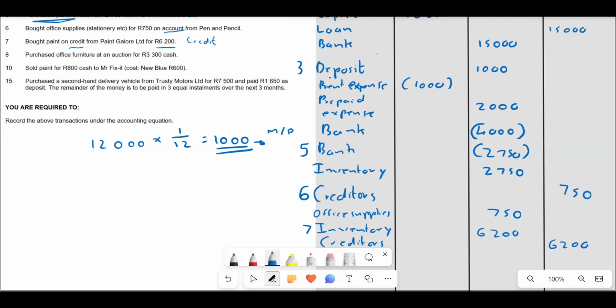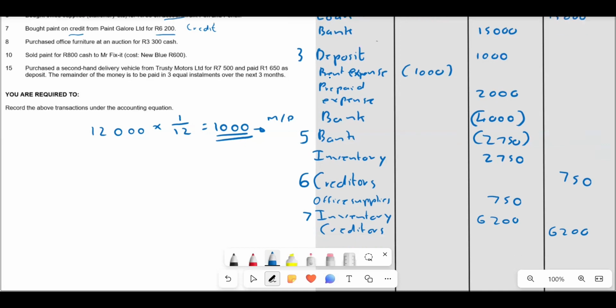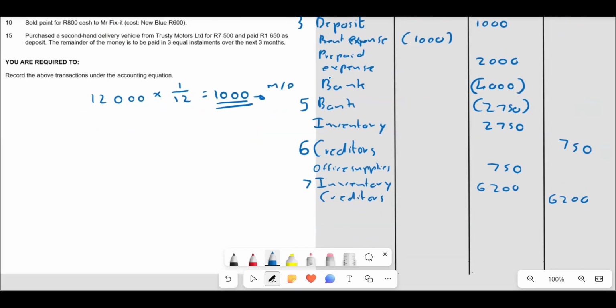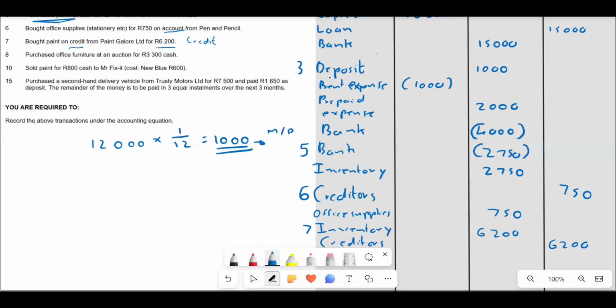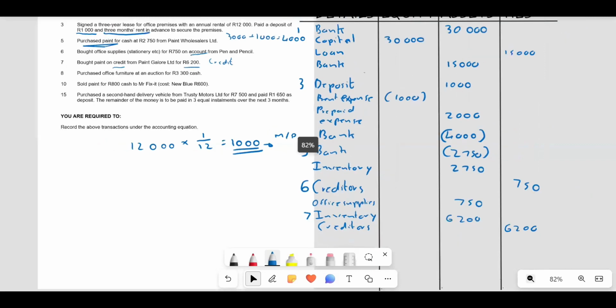Therefore, our liabilities are going to increase. And we all know that our liabilities increase on the credit side. These are the key things that we also have to master, that liabilities increase on the credit side and decrease on the debit side. So therefore, day 8, it says purchased office furniture at an auction.